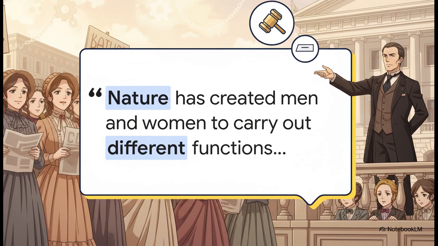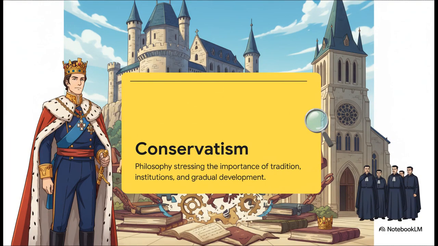Yet, when those newly won parliaments finally convened, women were actively denied suffrage rights and strictly relegated to the visitors' gallery just as observers. Now, directly opposing all these liberal ideas was conservatism. This was a political philosophy stressing the absolute importance of tradition, established institutions, and gradual development over quick, radical change. After Napoleon was defeated in 1815, these conservative forces desperately wanted to restore the traditional monarchies and social hierarchies.